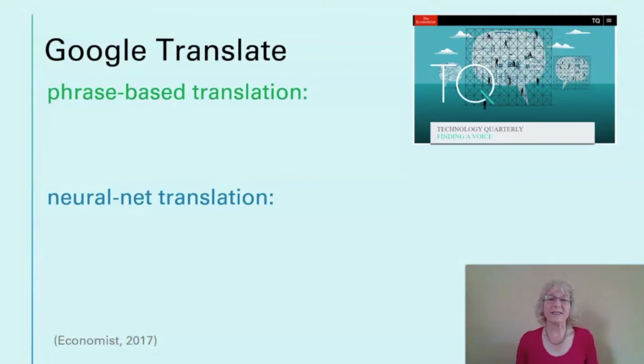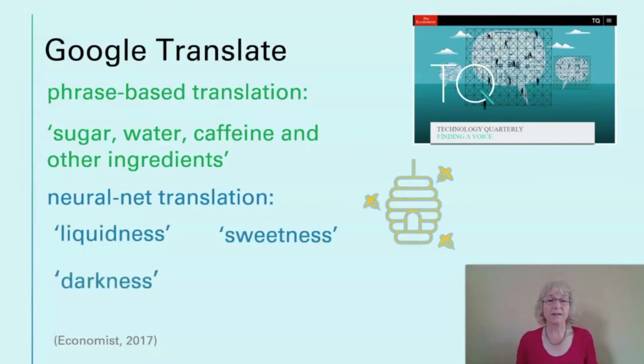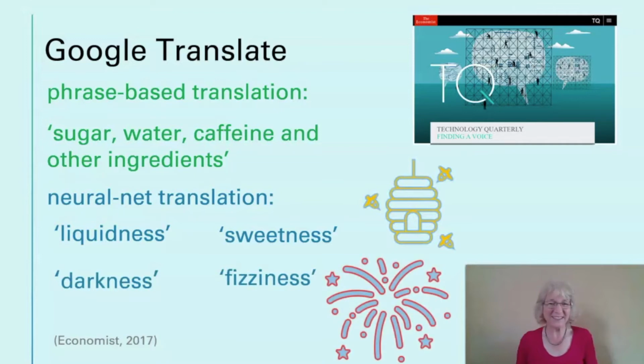The Economist devoted a long section of its Technology Quarterly in 2017 to the advent of neural machine translation, quoting an intriguing analogy by Marcello Federico. He compares the phrase-based translation to describing Coca-Cola in terms of sugar, water, caffeine, and other ingredients, while neural net translation encodes features such as liquidness, darkness, sweetness, and fizziness.